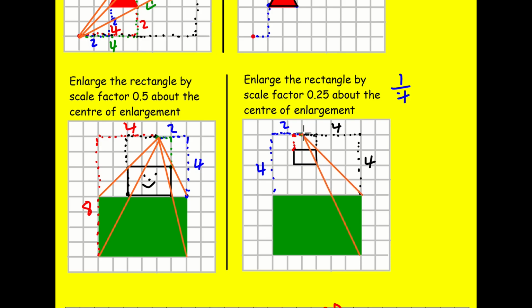Yep, happy with the bottom of it as well. Okay, and you can see all the corners match up. Note, to go from this new shape back to the old shape, that will be a scale factor of 4.